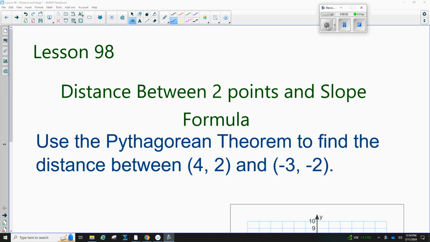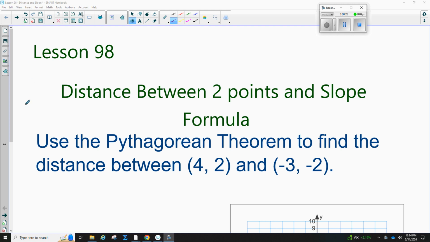All right, lesson 98. We've got distance between 2 points and slope. I kind of wish that Saxon would not combine these two things because then sometimes kids get confused which is which. So try to remind yourself which is distance, which is slope. They're totally different things, okay? And you will do this again in Algebra 2, okay?